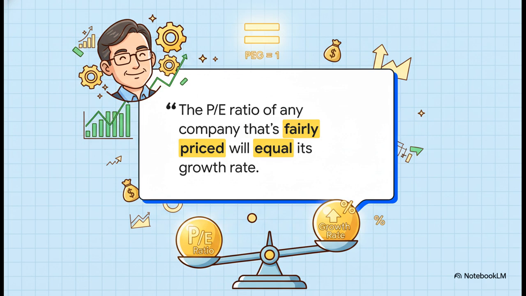And hey, what's 20 divided by 20? It's 1, a PEG ratio of 1. See how it all connects?